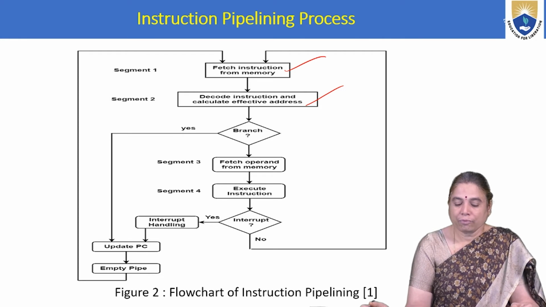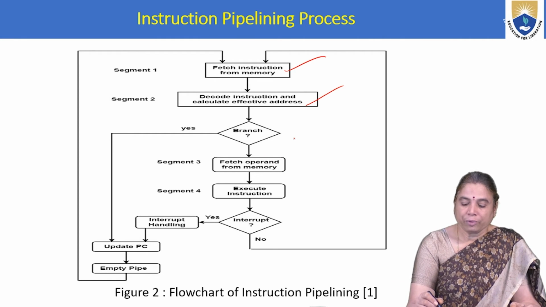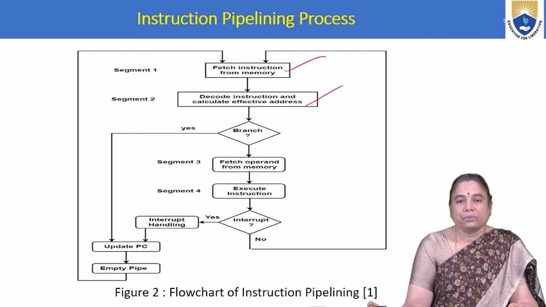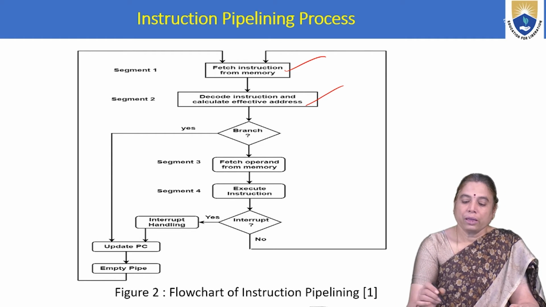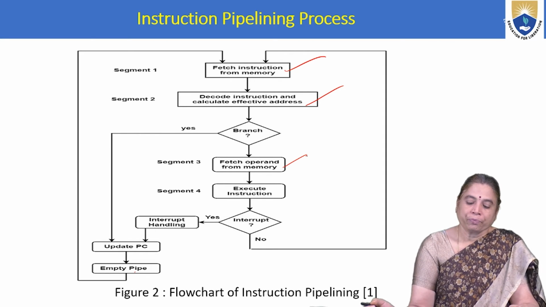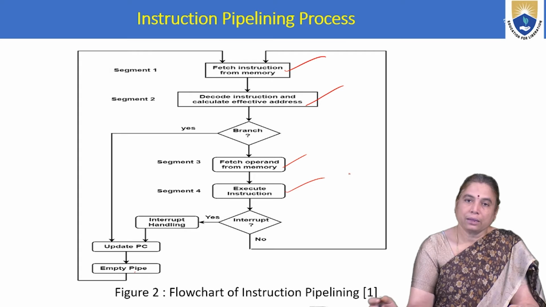If it is a branching instruction, then we have to update the PC value and empty the pipe. So we have to move to the branch location and start executing the instructions at that location. So if a branch instruction occurs, the PC value is updated and the pipe is emptied. If it is a normal instruction, the third segment operation, fetch operand from memory, can be carried out. The fourth segment is execute the instruction.